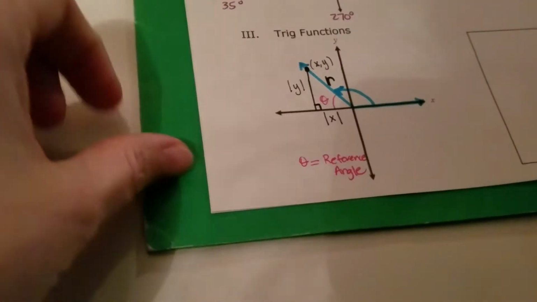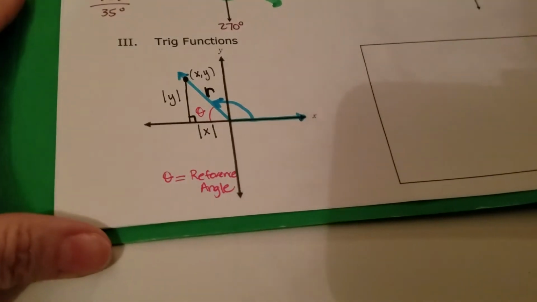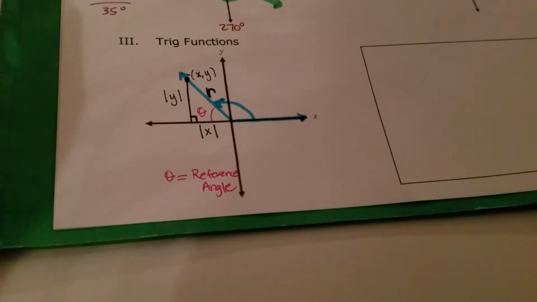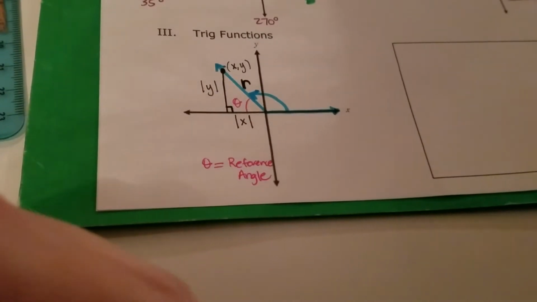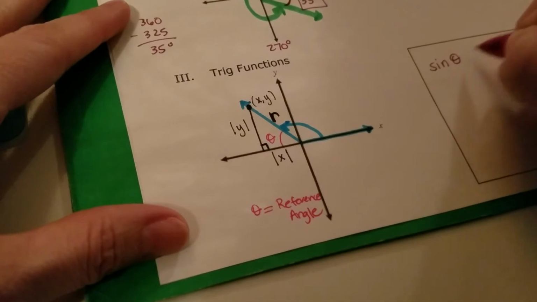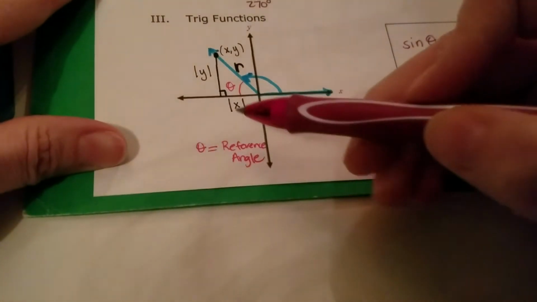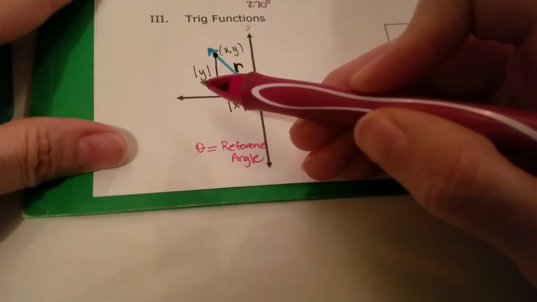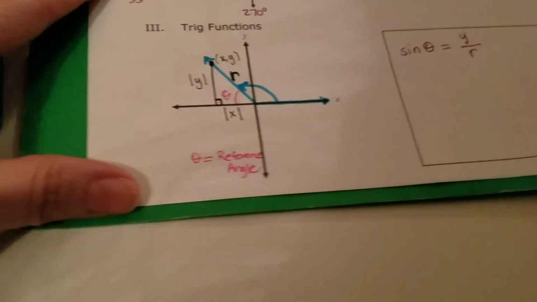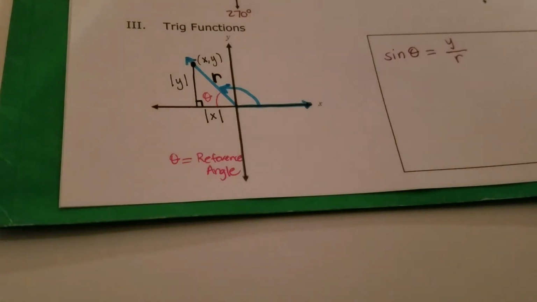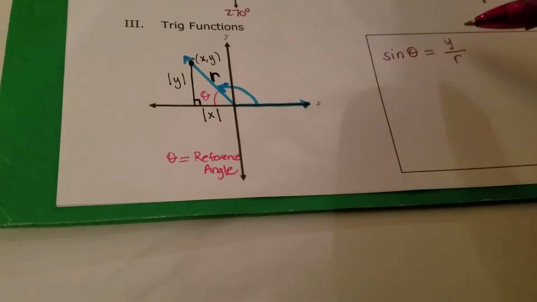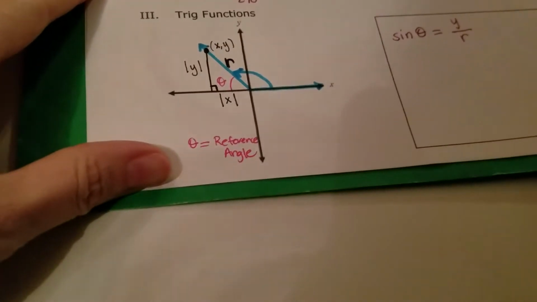When I said think back to SOHCAHTOA, remember we had the sine of theta, which was the opposite over the hypotenuse. So sine of theta equals, so this is your theta, the opposite is y, the hypotenuse is r. So we're going to think of it as y over r. And this is going to be the actual y, not the absolute value, but the actual y.